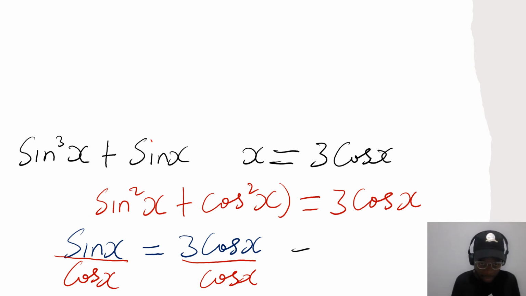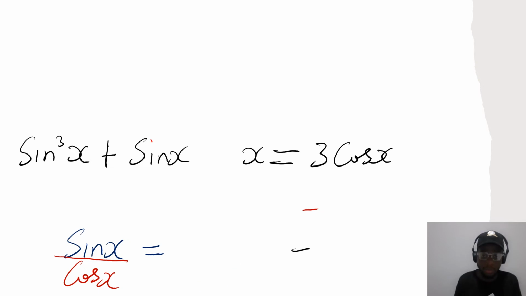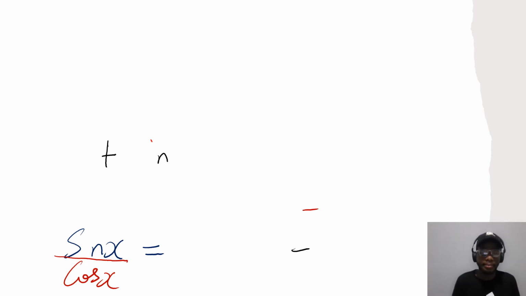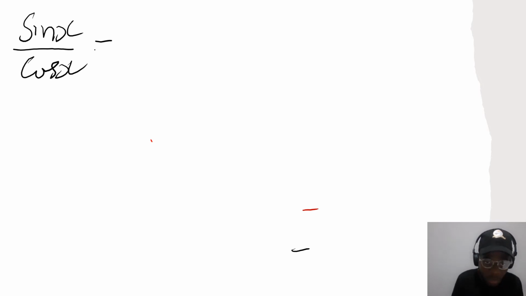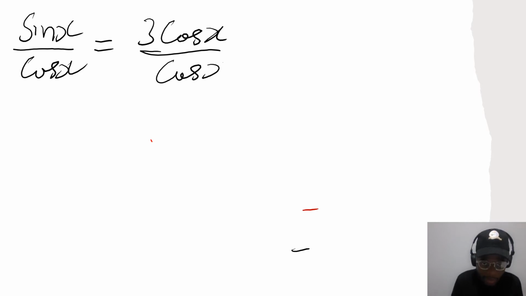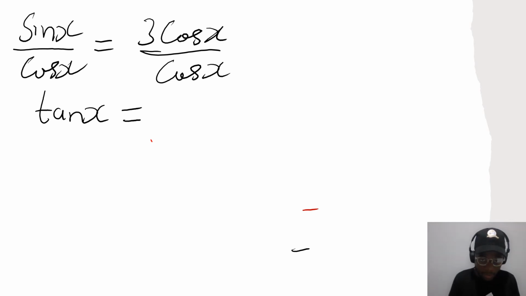Okay, I will rewrite it there. Then we'll have sine x over cos x equal to 3 cos x divided by cos x. All right. So here sine x divided by cos x, we all know, is the same as tan x, right? Equal to, here you can see cosine x and cosine x will divide each other and we'll be left with 3, right? So I think we are almost there.